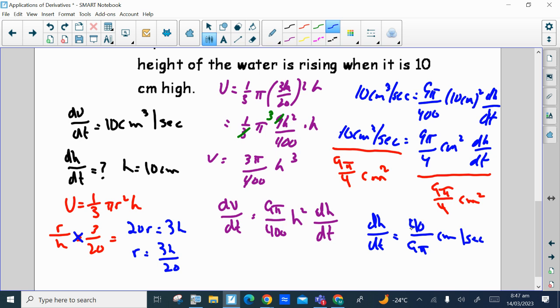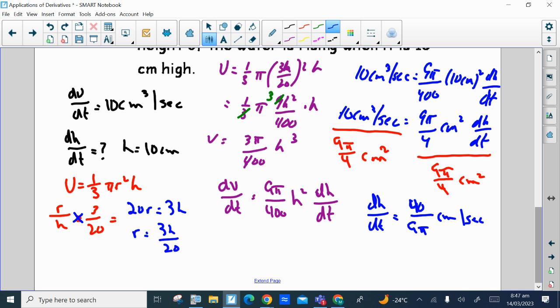So 40 over 9 pi centimeters per second is the exact rate of change of height with respect to time. Okay?